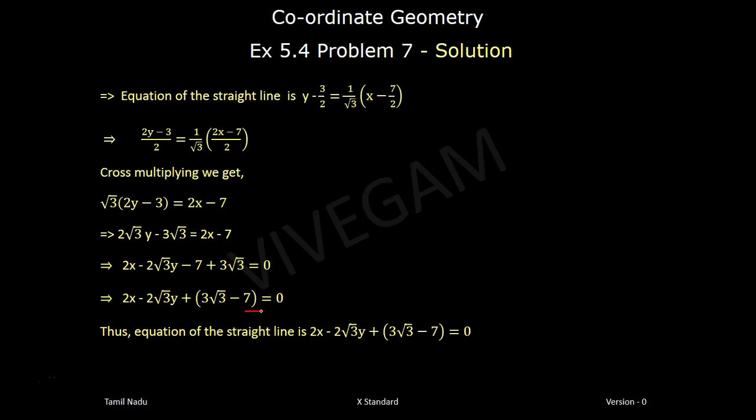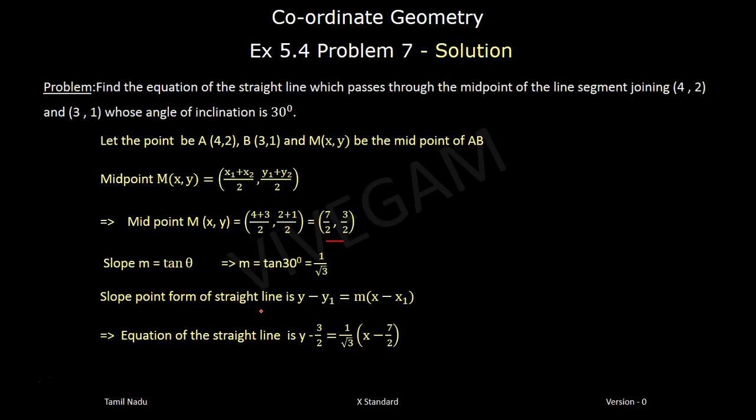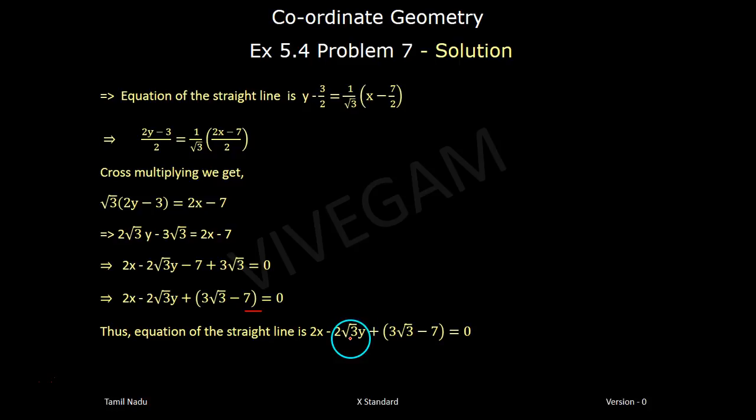So I hope I made it clear. All you need to do is calculate the midpoint using those points (4, 2) and (3, 1). Next, calculate the slope using m equal to tan theta and theta equal to 30 degrees. Once these two are known, substitute them in the slope point form equation and simplify to get the required equation. Okay, this is the required equation.